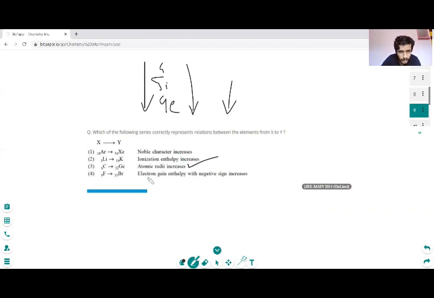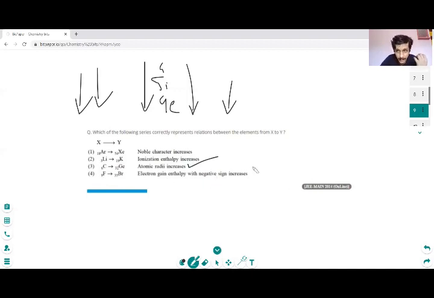Let's see fluorine to bromine. Electron gain enthalpy with negative sign increases. It is again down the group. Electron gain enthalpy decreases when we go from top to bottom, that is from the above element to the below element. Electron gain enthalpy decreases.